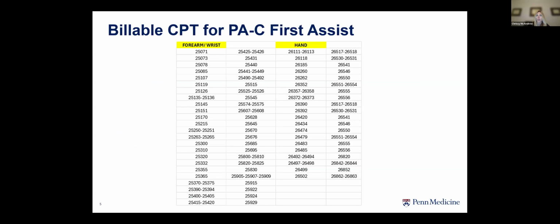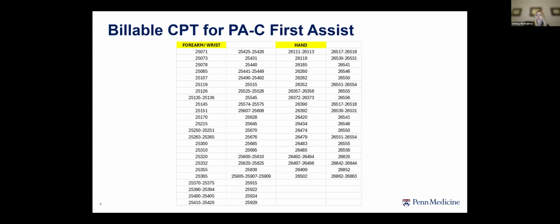As mentioned before, there are only certain CPT codes that are actually billable for first assist for a physician assistant. You can see there's a list here of CPT codes that are billable for the hand, the forearm, and the wrist, and there are many that are missing here. Your standard bread and butter cases, your carpal tunnel, your trigger fingers, certain debridements, amputations, things like that, none of those you're able to bill for first assist through many of the carriers.